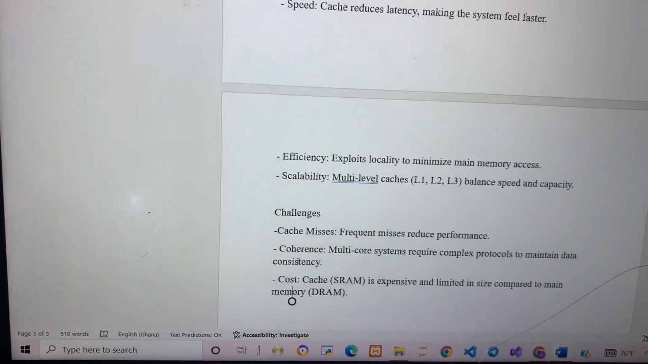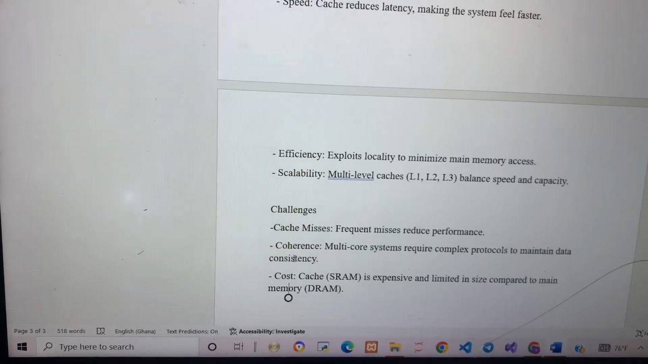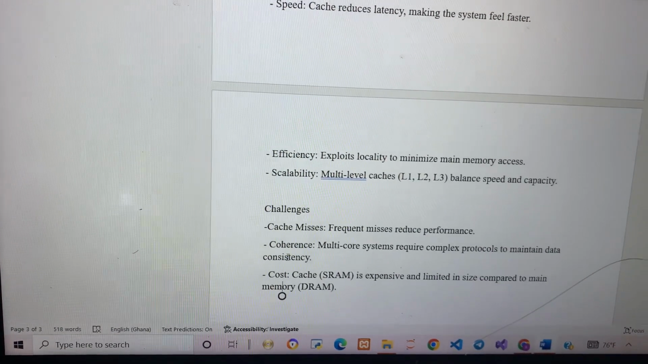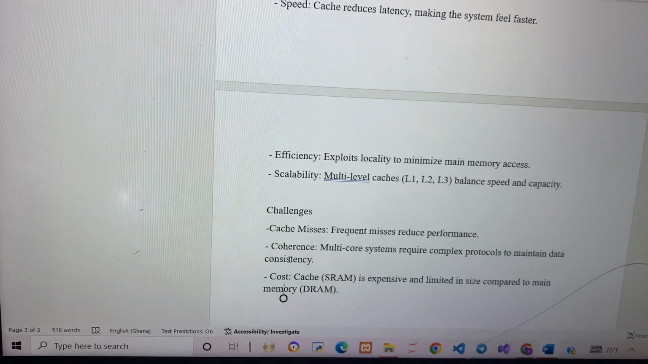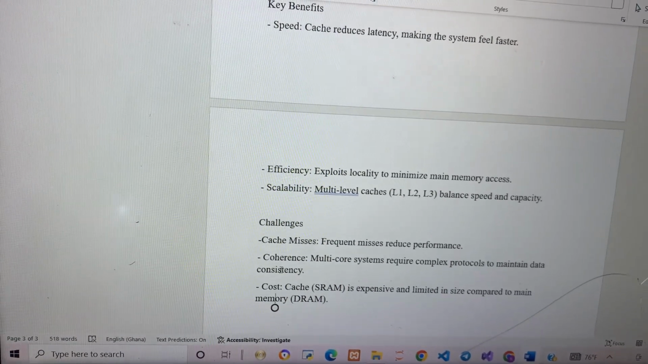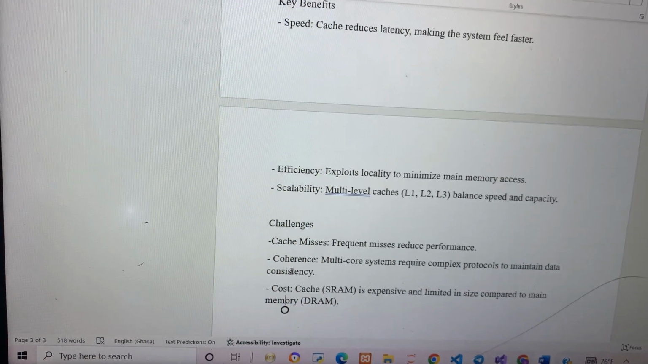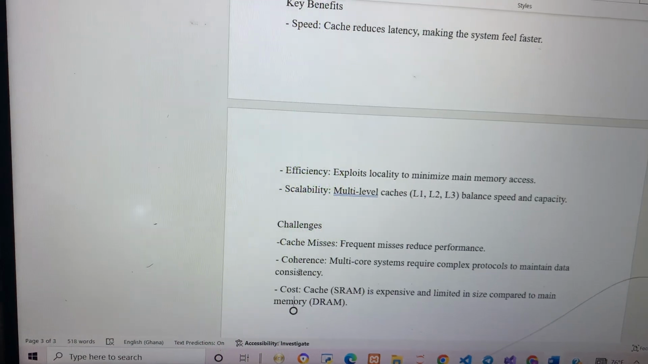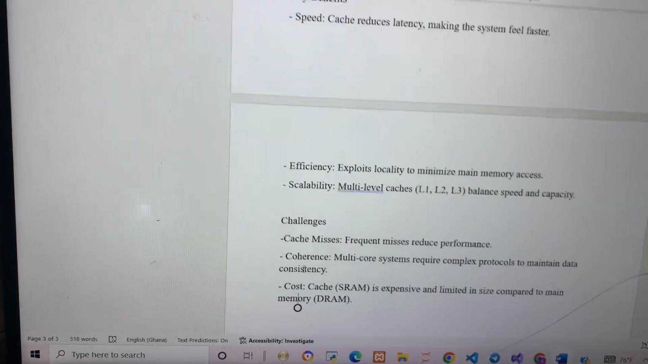So when you introduce the cache, it makes everything much faster. So working together helps make everything much faster and helps improve the main memory. So this is how the main memory and the cache work together. Thank you.